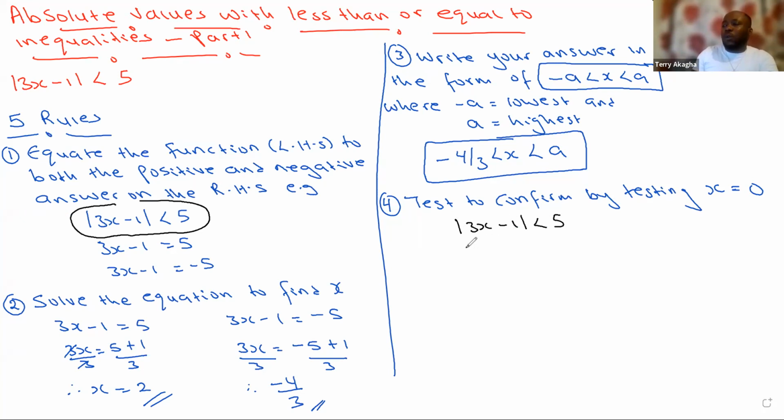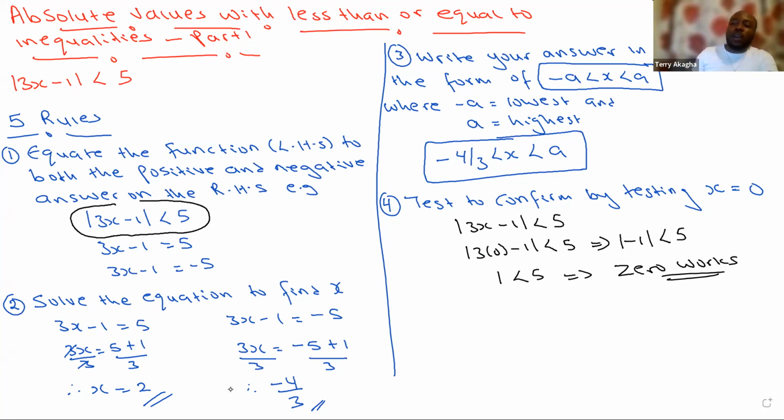Substitute x equals 0. So it's going to give you |3(0) - 1| < 5. Now, when you do this, it's going to give you |0 - 1| < 5. The modulus of minus will always give you plus, right? So that means 1 is less than 5. So 1 is less than 5, so therefore 0 works, okay? So 0 is part of the solution, okay?